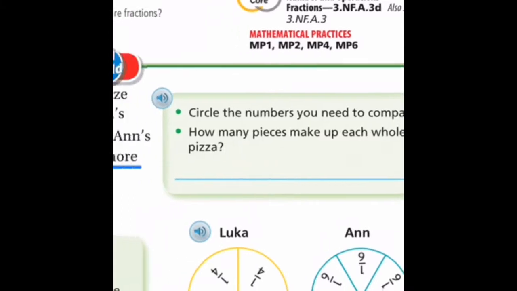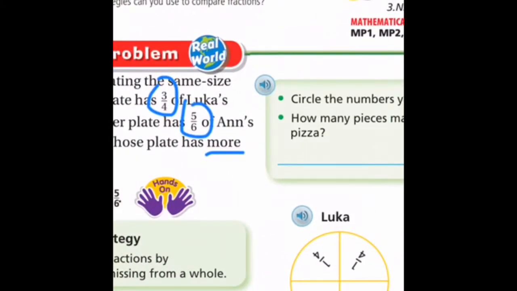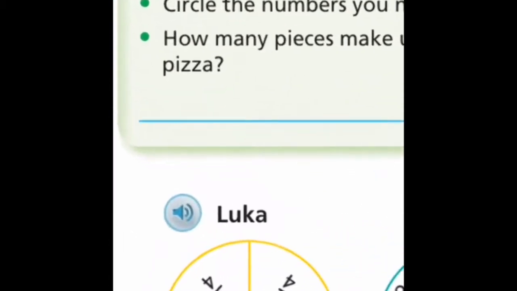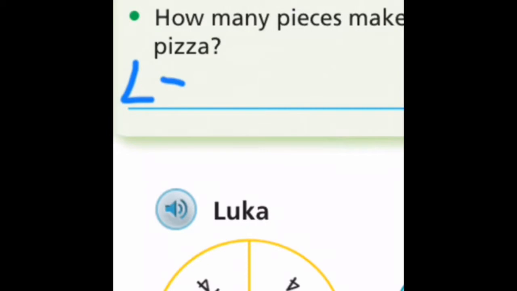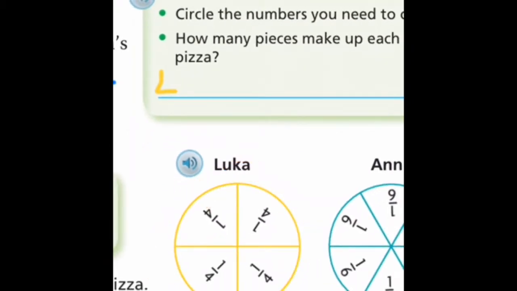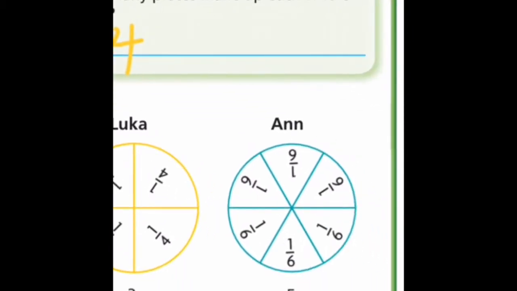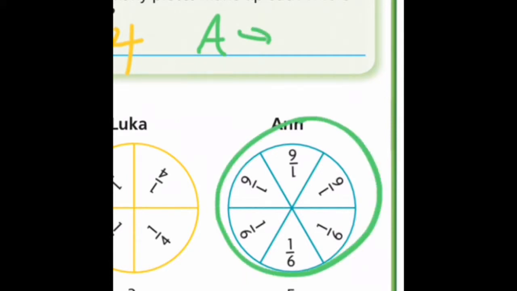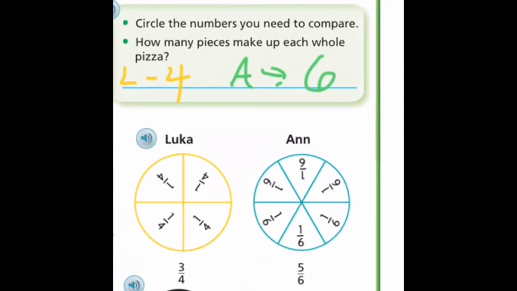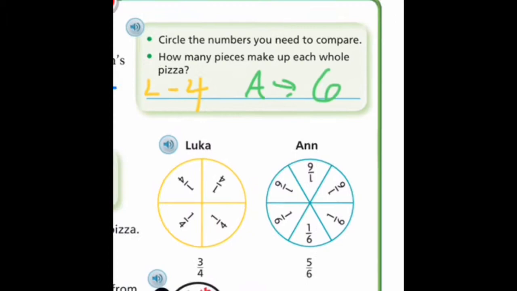It says circle the numbers you need to compare. I already did that. I circled the 3/4 and I circled the 5/6. How many pieces make up each whole pizza? Well, Luca's pizza, I'm going to change my color here to yellow, has 4 slices. So Luca has 4. And then Anne's pizza right here has 6 pieces. Now we have how many pieces make up each whole pizza.